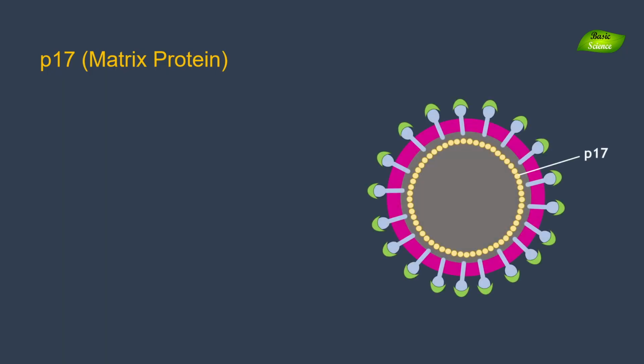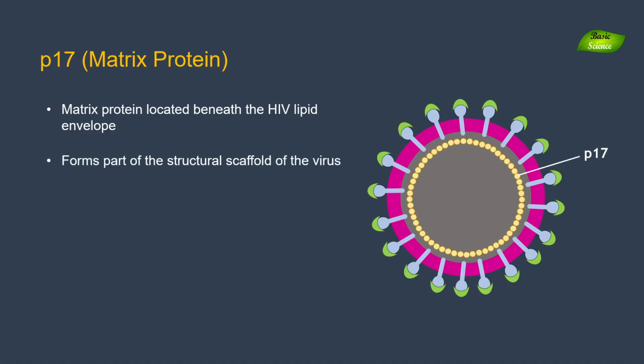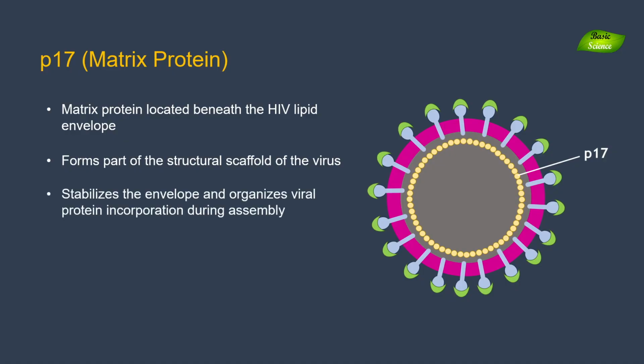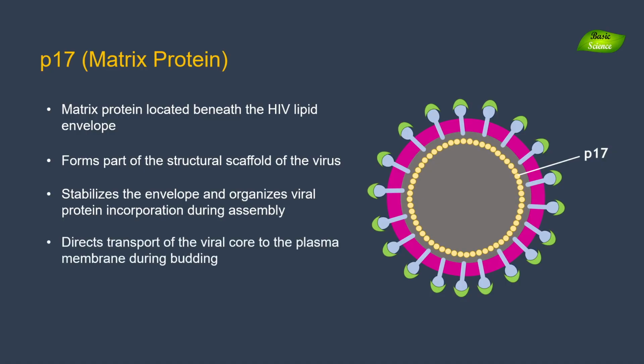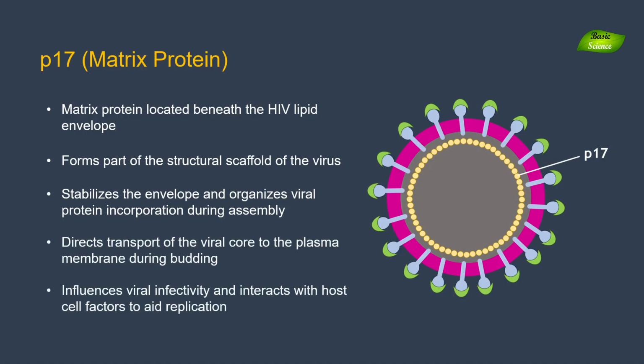p17, matrix protein. Matrix protein located beneath the lipid envelope. Forms part of the structural scaffold. Stabilizes the envelope and organizes viral protein incorporation during assembly. Directs the transport of viral core to the plasma membrane. Influences viral infectivity and interacts with the host cell factors.